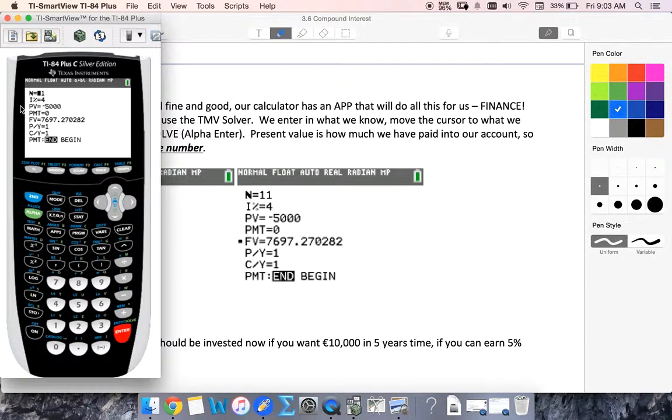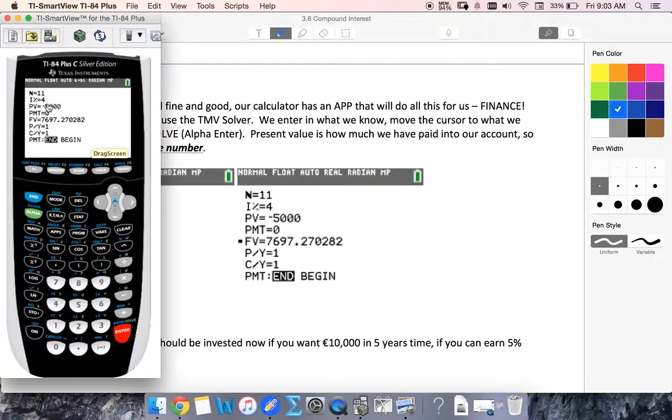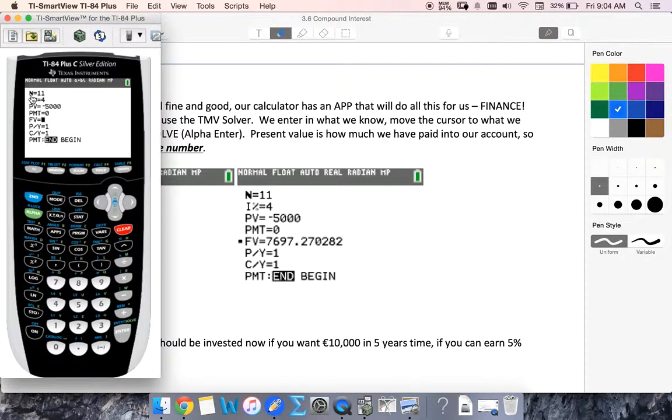And so in this, we type in what we know and leave blank what we don't know. So you can see that I've already done this example. If I go down to what we didn't know, so I'm going to hit clear there. So again, we've got N as our number of compounds. So this is capital N because we've got number of compounds. I is my interest rate. So we've got 4. I put in $5,000. So that came out of my pocket. So I put in negative 5,000.